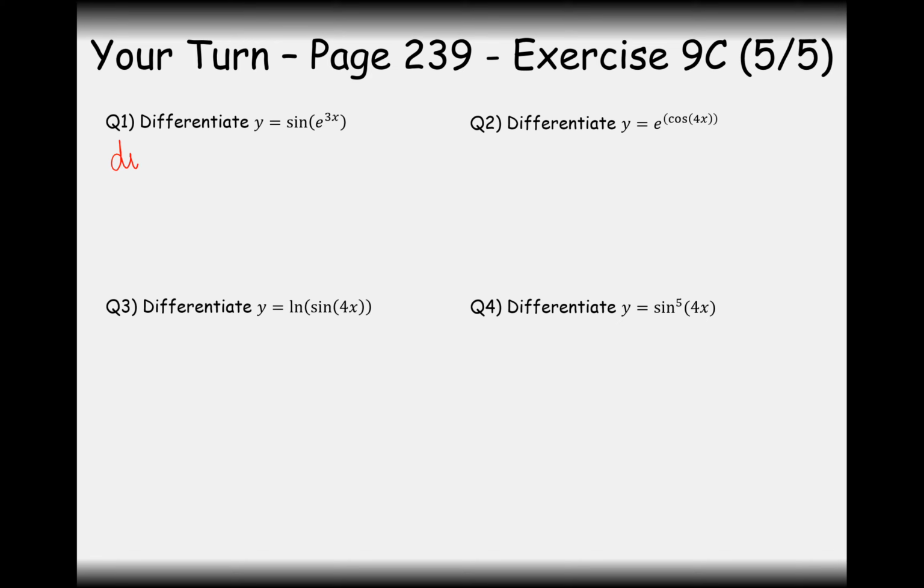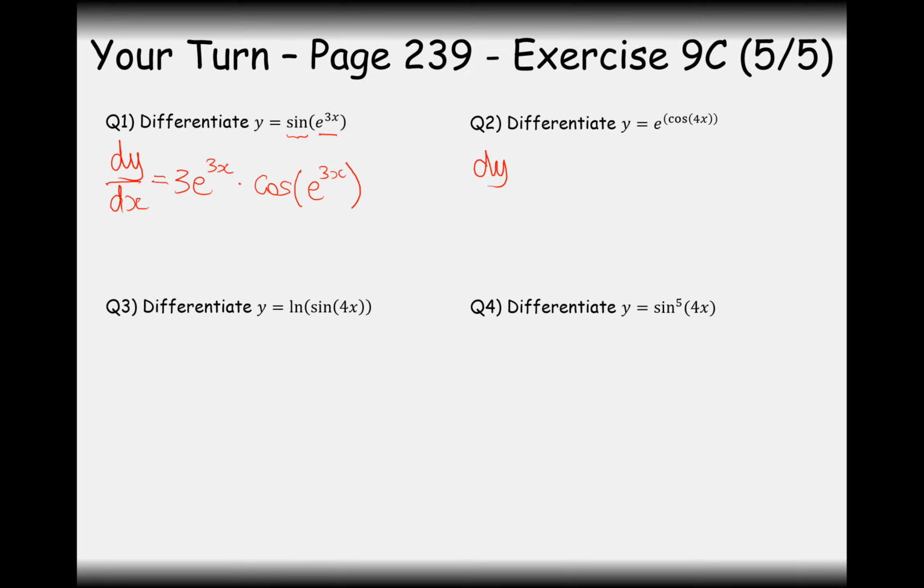Okay then, let's have a go at the first one. Same rules still apply. Differentiate the inside function first, then differentiate the outside function second. Differentiating the inside function first will get me 3e to the 3x. And then we're going to times this by the derivative of the outside function, which is cos of e to the 3x. And that's the answer to that question.